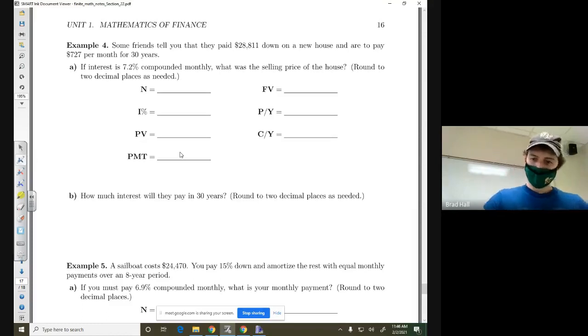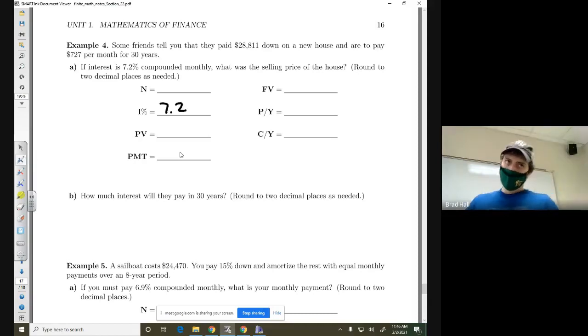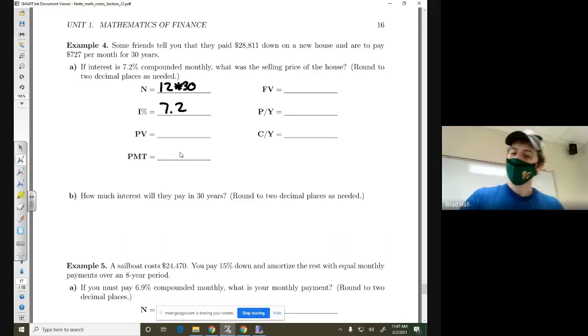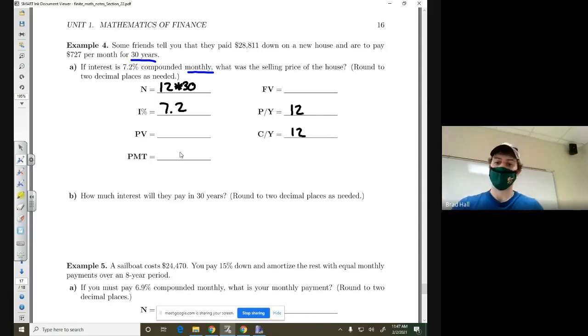I'll do the easy one, 7.2. Do we want to take a crack at any of the other ones? Maybe a new voice. Someone who hasn't. N would be 12 times 30. Because it does say 30 years, we're doing everything monthly, which already tells us 2 values for free. 12 and 12, because we're doing everything monthly.